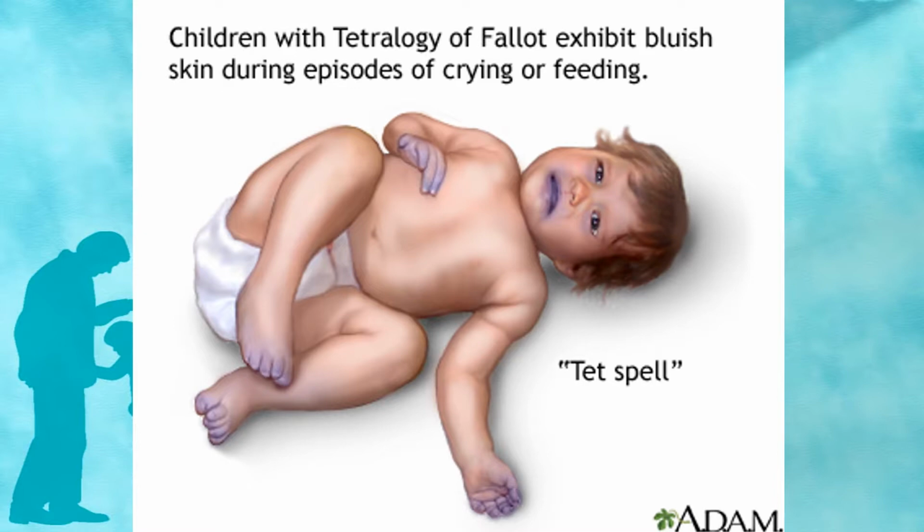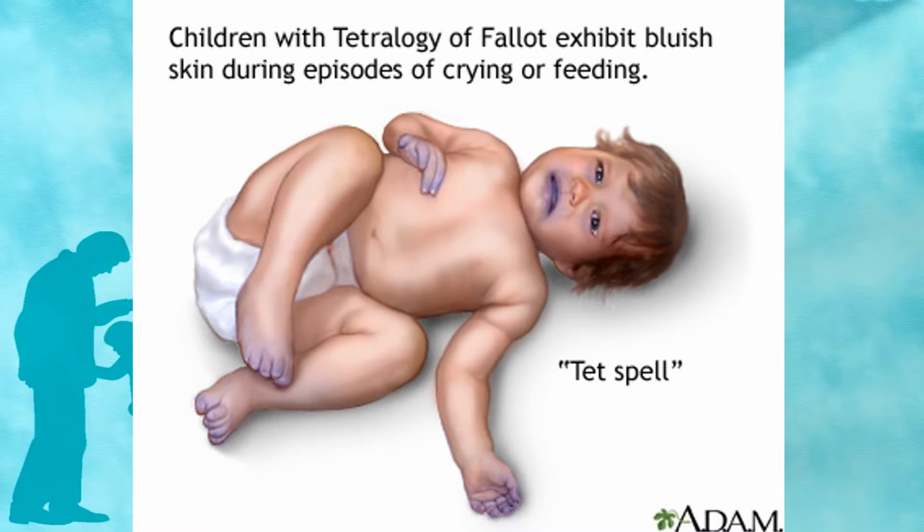But this only makes the problem worse, because if this doesn't get fixed, this can be life-threatening for children. The immediate treatment for a child who's having a TET spell is to get them into the knee-chest position to relieve the dyspnea. These positions reduce cardiac output by decreasing venous return from the lower extremities, which increases the overall systemic vascular resistance. Whew, that's a lot to think about, right?